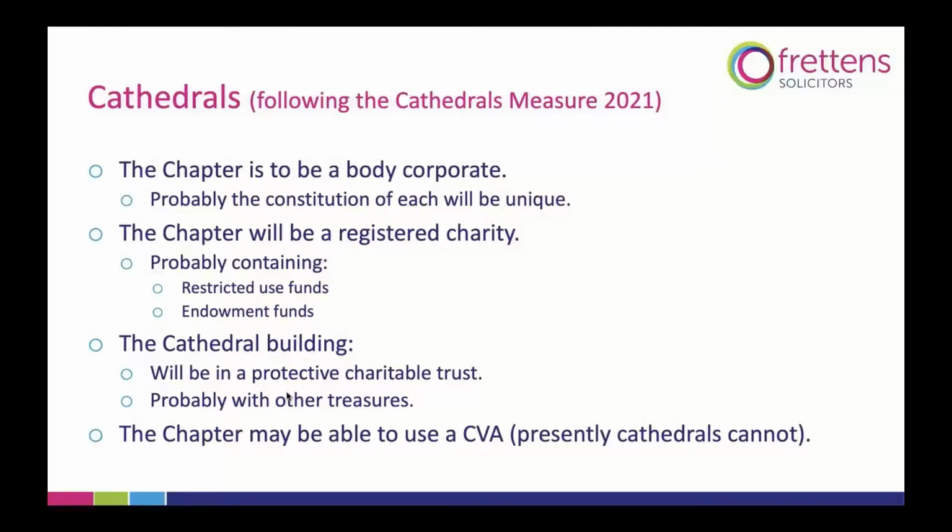So as well as the chapter, there is also going to be a separate charitable trust, which will be controlled by the chapter. They will be effectively the trustee of that charitable trust. But the property in that protective charitable trust will not be available to pay the liabilities of the chapter. And if the chapter should collapse, should be dissolved, then that charitable trust will survive and will be transferred to a charity that will supervise it.